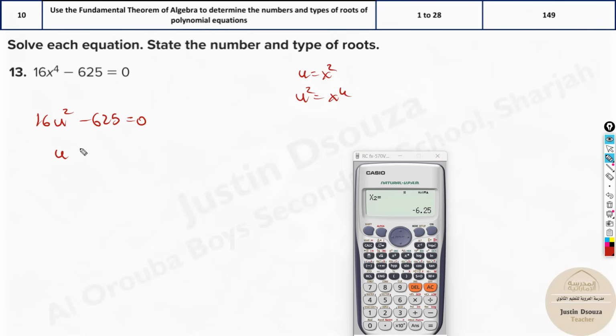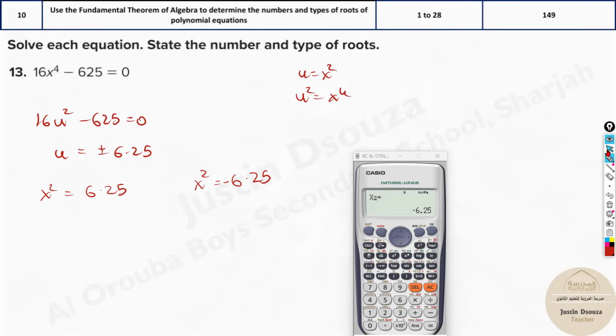So u is equal to plus or minus 6.25. Now what happens? What is u? x squared basically is u. So x squared is 6.25, and x squared is also minus 6.25.